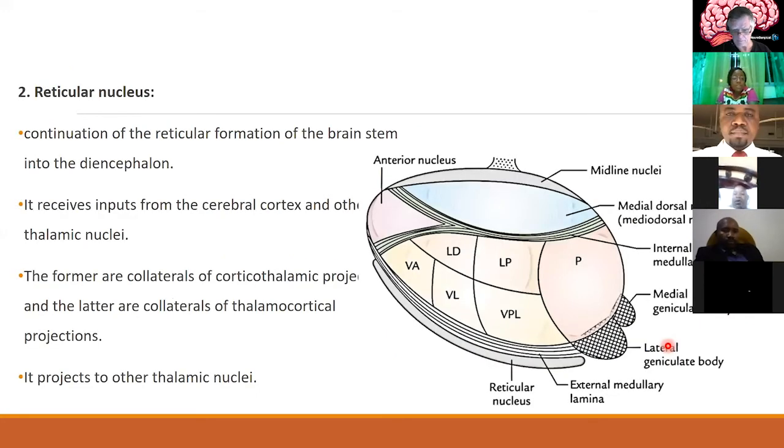Secondly, the reticular nucleus, as we said earlier, is a continuation of the reticular formation of the brainstem into the diencephalon. It is found between the external medullary lamina and the posterior limb of the internal capsule. It receives inputs from the cerebral cortex and other thalamic nuclei. The former are collaterals of the corticothalamic projections, and the latter are collaterals of thalamocortical projections. It projects to other thalamic nuclei.